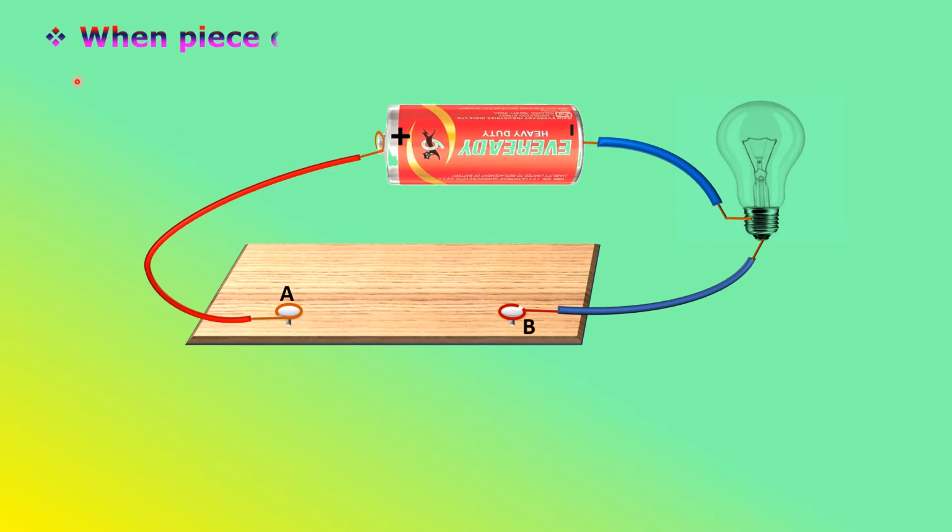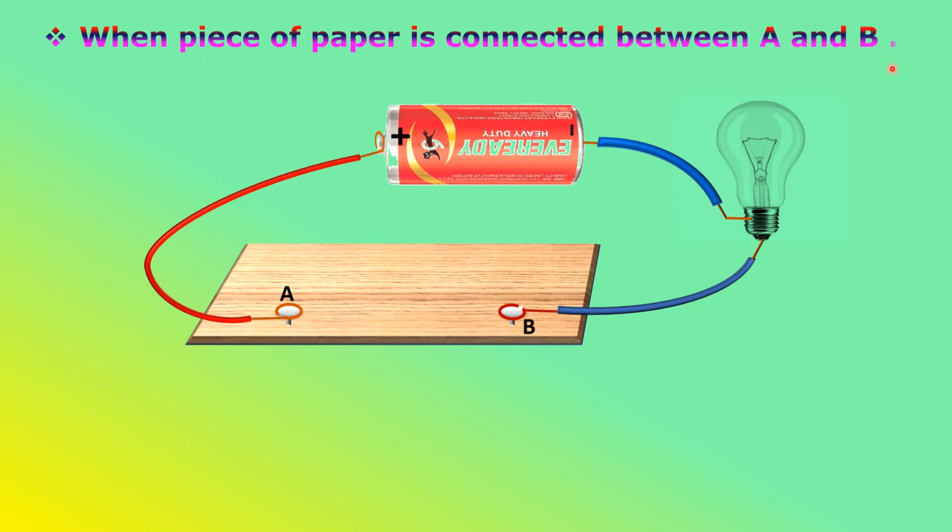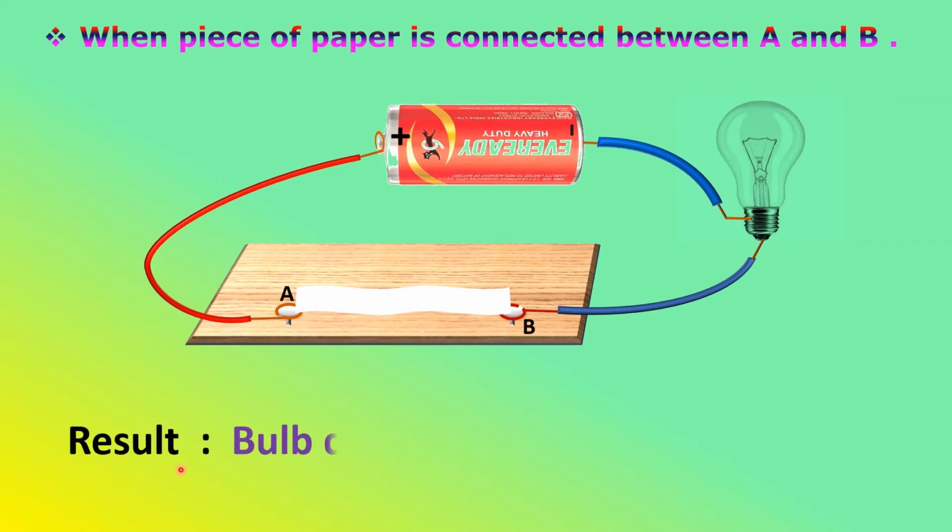See here what I am going to connect. A piece of paper is going to be connected between A and B. This is the piece of paper I am connecting. Yes, the bulb is not glowing. Let us record our observation. The result is the bulb does not glow.